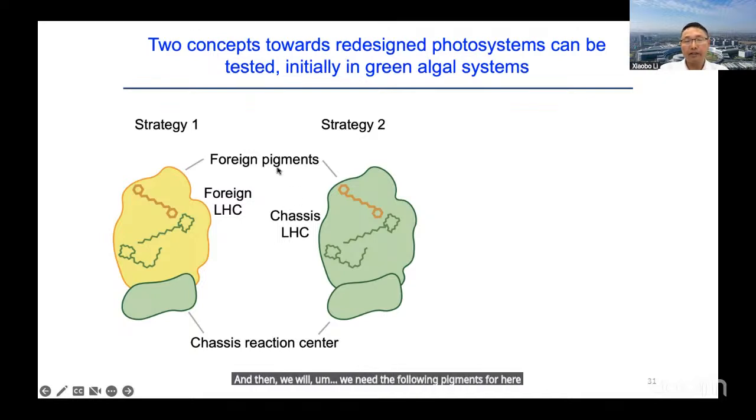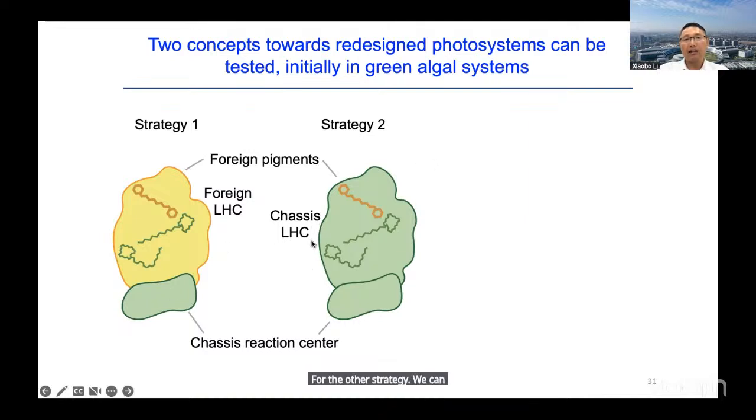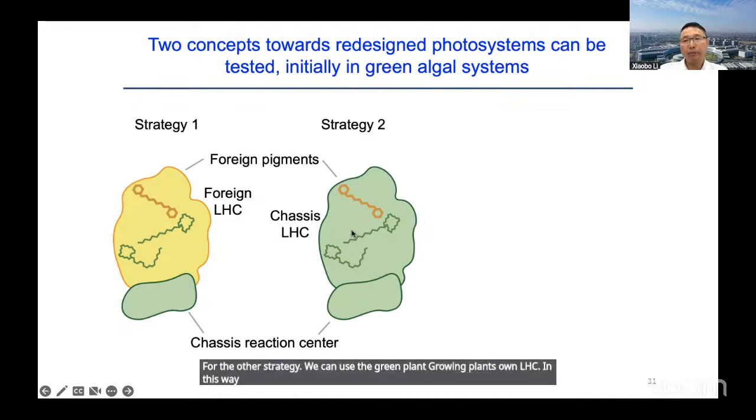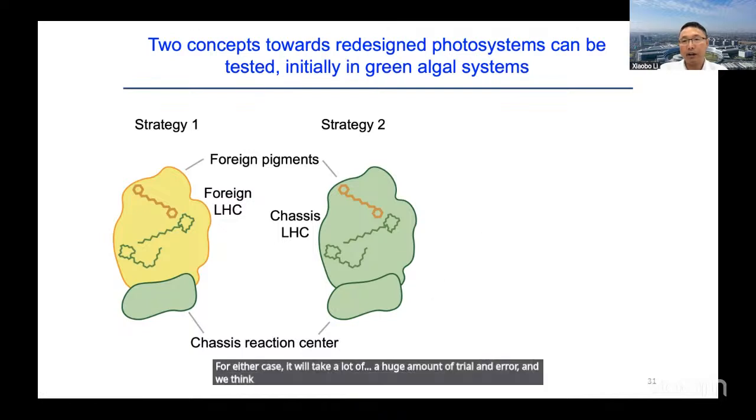Then there are two choices in LHC. We could move the foreign LHC together. So we generated the entire light harvesting complex in green plant. Then we need to engineer the interface between LHC and a reaction center. For the other strategy, we can use the green plant's own LHC. In this way, it may need to be engineered to be able to harbor the foreign pigments. For either case, it will take a huge amount of trial and error, and we think it's not realistic to do it in a land plant at this moment.